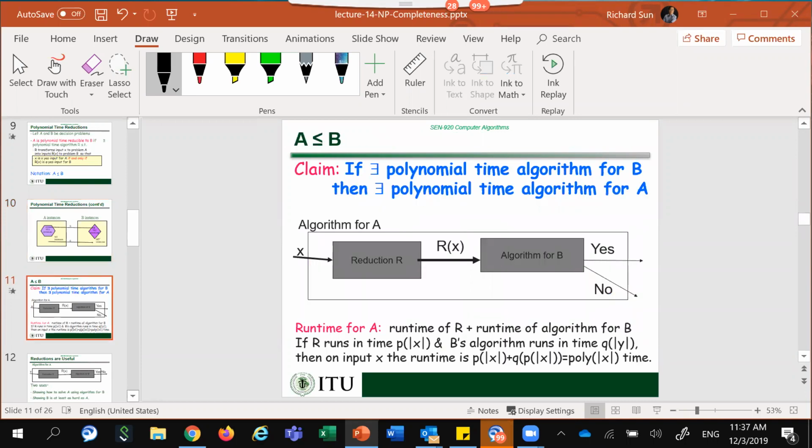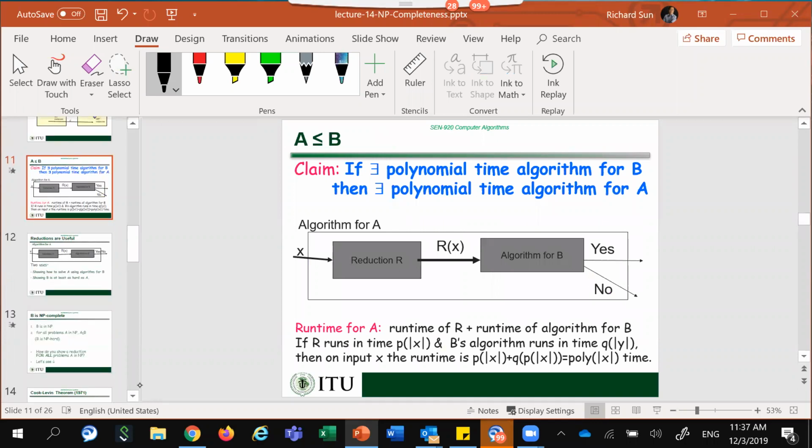So why do we care about this definition, polynomial time reducible? Because of this very important property. It says that if A is polynomial time reducible to B, and if problem B can be solved in polynomial time, then problem A can also be solved in polynomial time. Why? Because of a very easy proof.